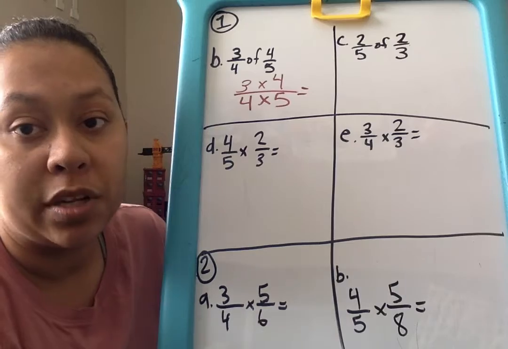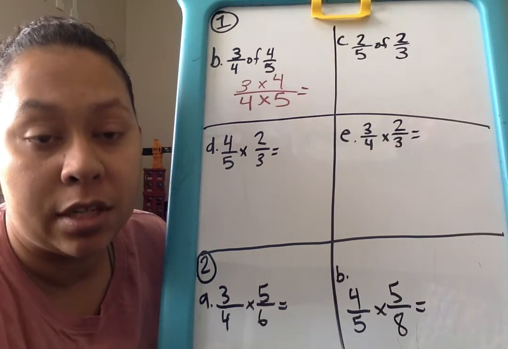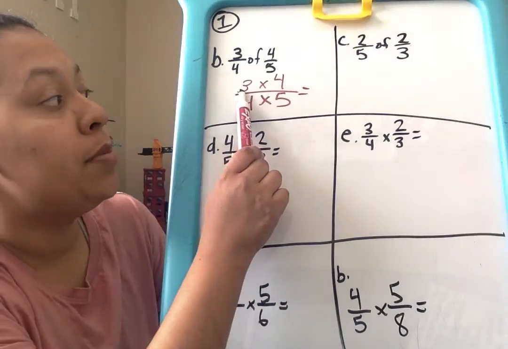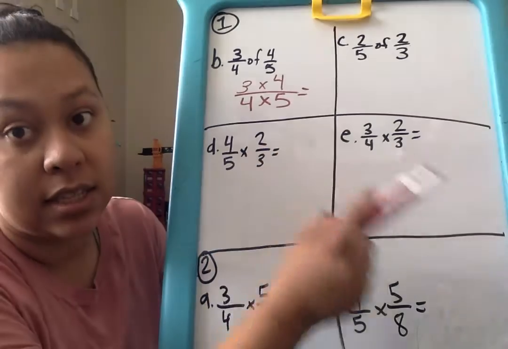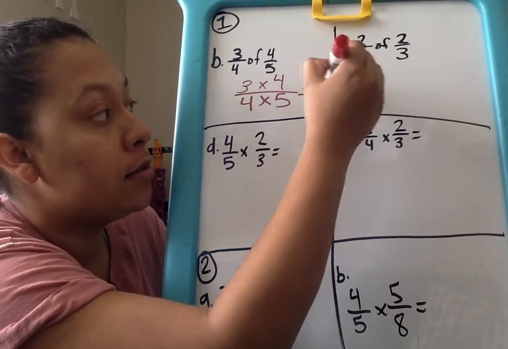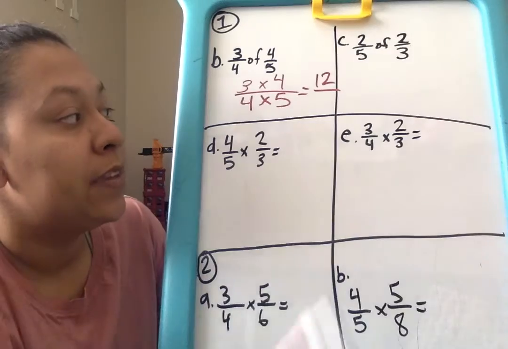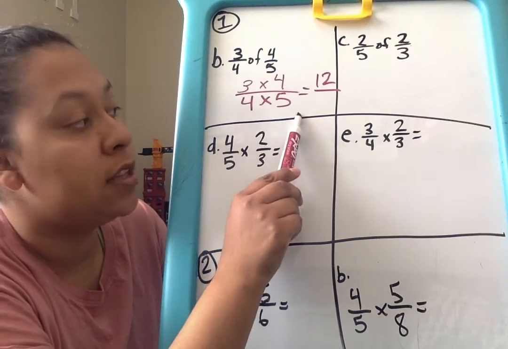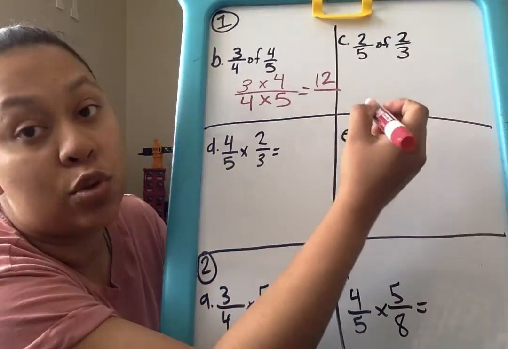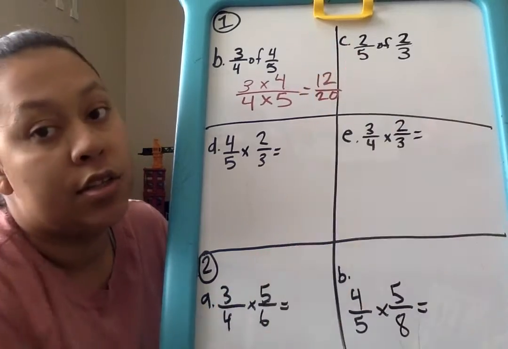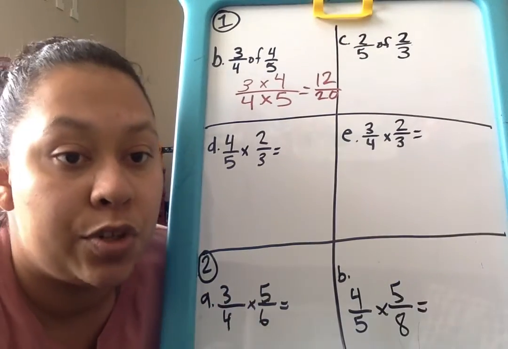So now we just multiply numerator times the numerator, denominator times the denominator. So 3 pieces times 4 pieces, that gives us 12 pieces over. So now fourths times fifths, that gives us 4 times 5 is 20, so 20ths. So we have 12/20 for that first one.